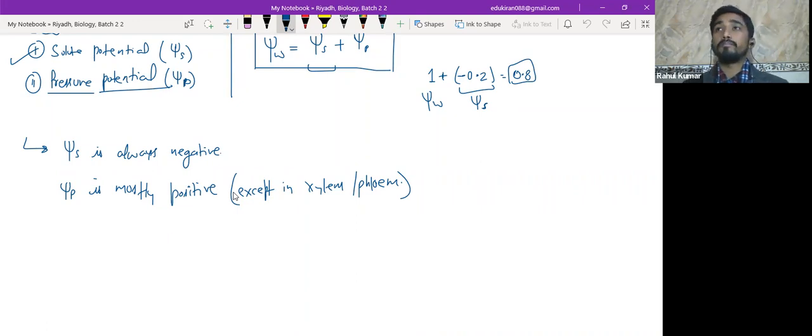But in plants, there is a negative pressure potential generated, mostly in the xylem, okay? In phloem also, but don't use the term phloem. Okay, xylem.